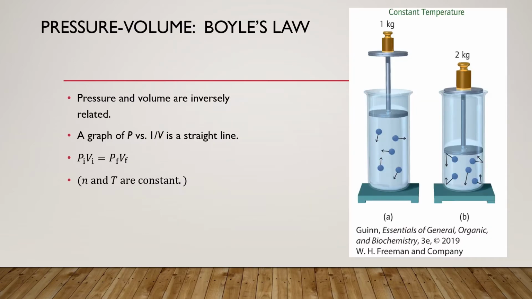Let's learn about these laws in detail now. The first law is Boyle's law. Boyle's law gives the relationship between the pressure of a gas and the volume of a gas. The other two parameters, that is the number of moles and temperature, remain constant. This is important: during Boyle's law, the number of moles and temperature of the gas do not change. According to Boyle's law, pressure and volume are inversely related to each other.